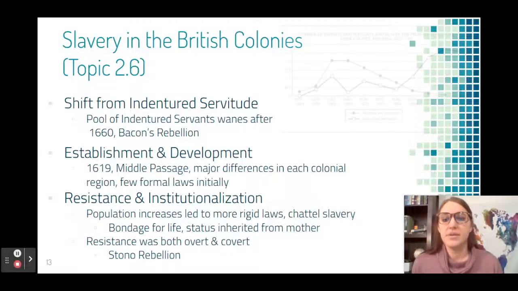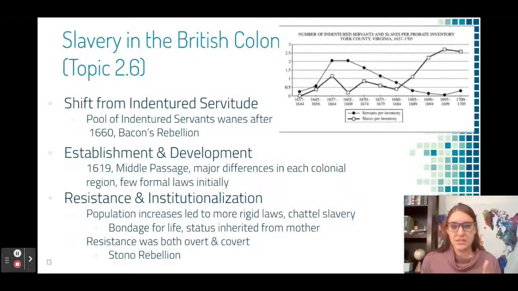So what happens is that after 1660, we start to see less indentured servants in North America. So fewer people from England or from Europe were wanting to come to the New World. And also there's a major event called Bacon's Rebellion that really kind of changes the desire for planters, especially in the South. They began to desire or demand more African slaves than they did indentured servants. And so that's one of the key concepts related to this lesson, that there was a shift away from indentured servitude to enslaved Africans.